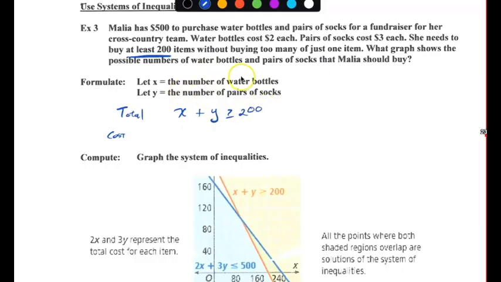Now I have to do the cost. Water bottles, which is x, they cost $2 each, 2x, and then socks, which are y, cost $3 each, plus 3y. And then how much money we have? We have $500. So this one is going to be less than or equal to 500 because you can't spend more than the money we have. You can't spend more than 500. So here are two equations.